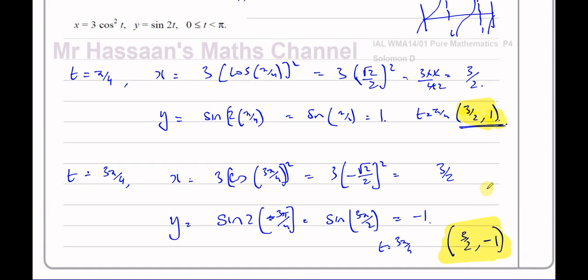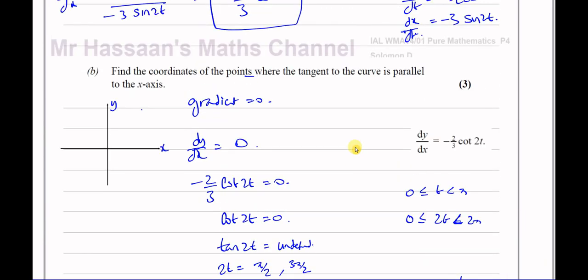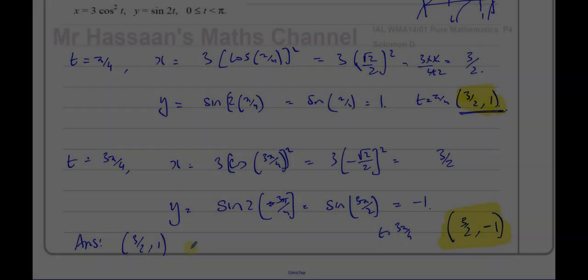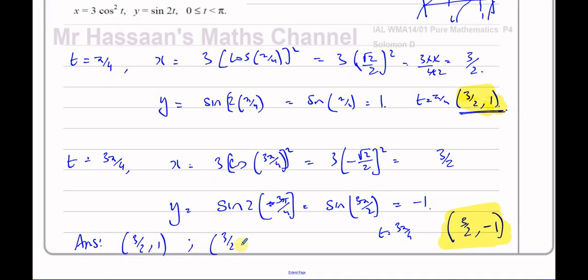Okay, which means if the gradient is 0, that's where they're parallel to the x-axis. So you can say that those are the two answers. If you want to make it clear in the end, just put it here clearly: the answers are 3 over 2 and 1, and also 3 over 2 and minus 1.